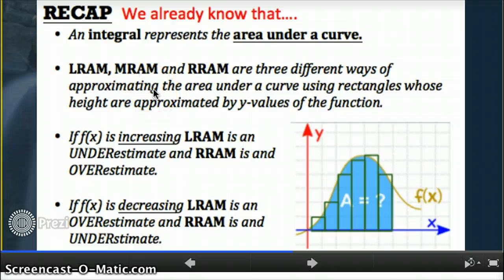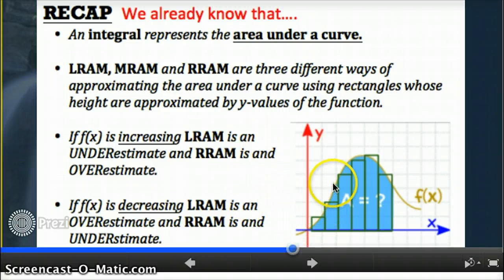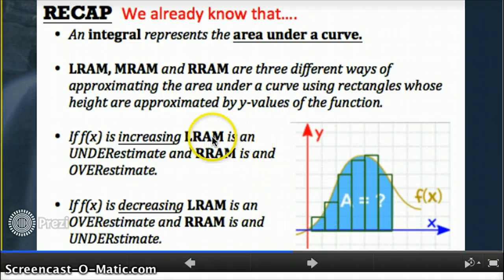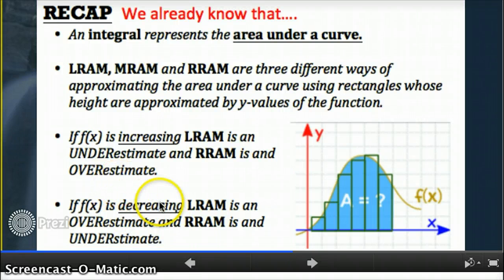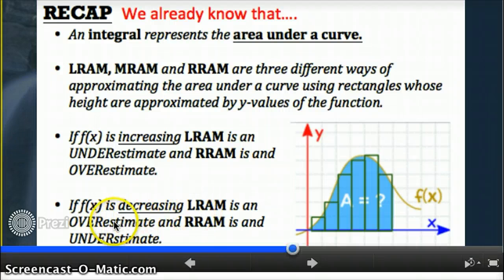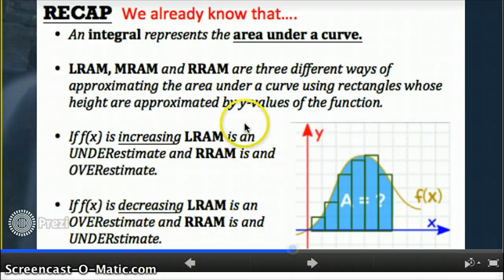And then in class, we also had this final realization, which is if your original function is increasing, the left-hand approximation is going to be an underestimate and the right-hand approximation is going to be an overestimate. And that's because an increasing function is higher on the right than on the left. If the function's decreasing, we would say the opposite. A decreasing function is higher on the left than on the right, which means the left-hand approximation is an overestimate, the right-hand's an underestimate.